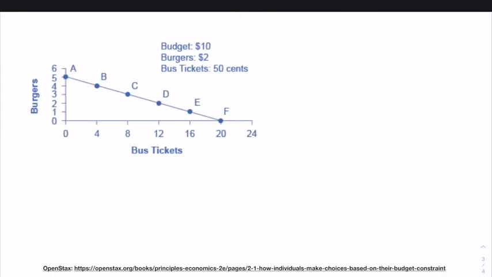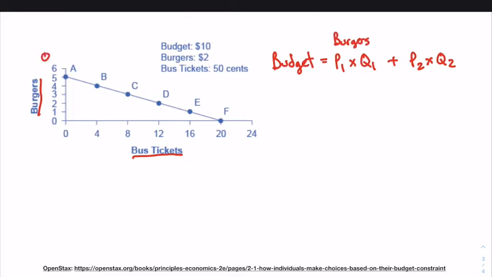Here in our example, we have only two goods to choose what we spend our money on. We can either spend them on burgers or we can spend them on bus tickets. Now, when we're figuring out our budget constraint with these only two goods, we can also write it out in an equation form. And we can find our budget equal to the price of the first good times the quantity that we're purchasing of that first good, plus the price of the second good times the quantity that we're purchasing of that second good. And in this, the first good we're going to be looking at are burgers.